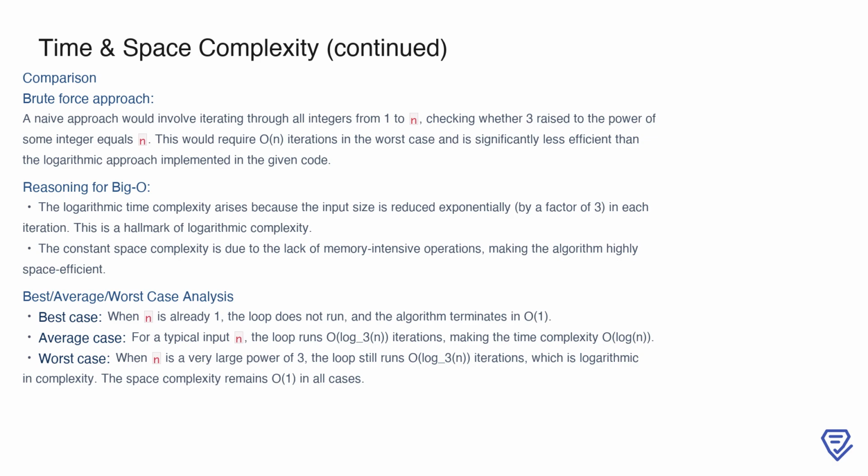Furthermore, the constant space complexity arises from the absence of complex memory operations or additional storage requirements, making the algorithm exceptionally space efficient. In terms of best, average, and worst-case scenarios, the algorithm is consistent. In the best case, where n is already 1, the loop terminates immediately in O(1). For typical inputs, the time complexity remains log n, and even in the worst case, where n is a large power of 3, the time complexity does not exceed log n. The space complexity remains O(1) across all scenarios.